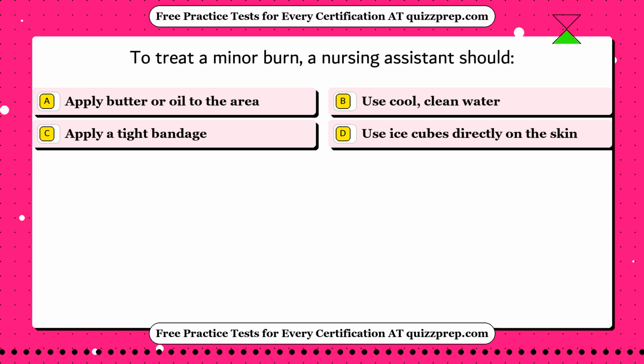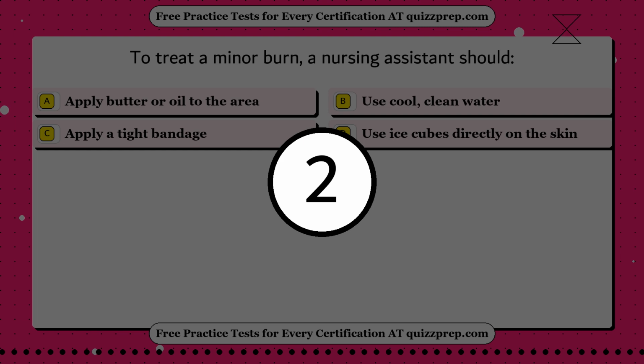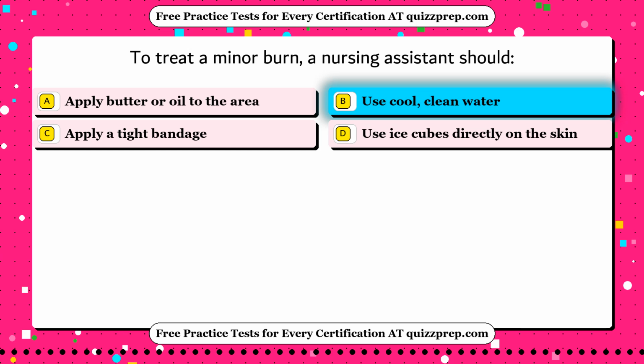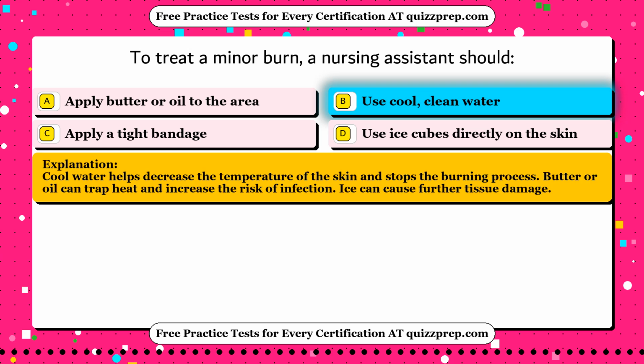Question 99. To treat a minor burn, a nursing assistant should: Option A. Apply butter or oil to the area. Option B. Use cool, clean water. Option C. Apply a tight bandage. Option D. Use ice cubes directly on the skin. The correct answer is option B. Use cool, clean water. Cool water helps decrease the temperature of the skin and stops the burning process. Butter or oil can trap heat and increase the risk of infection. Ice can cause further tissue damage.